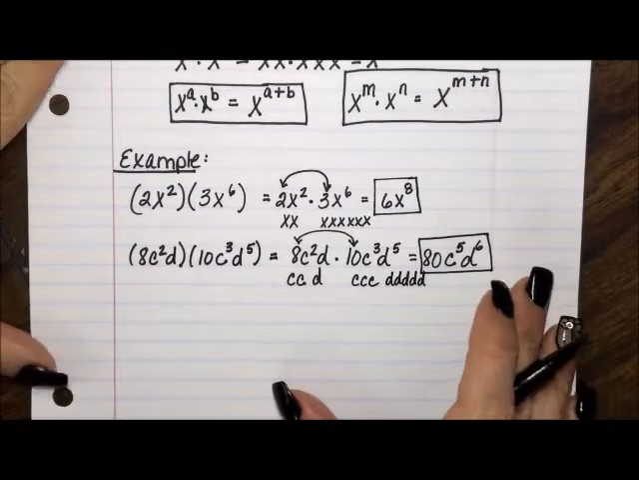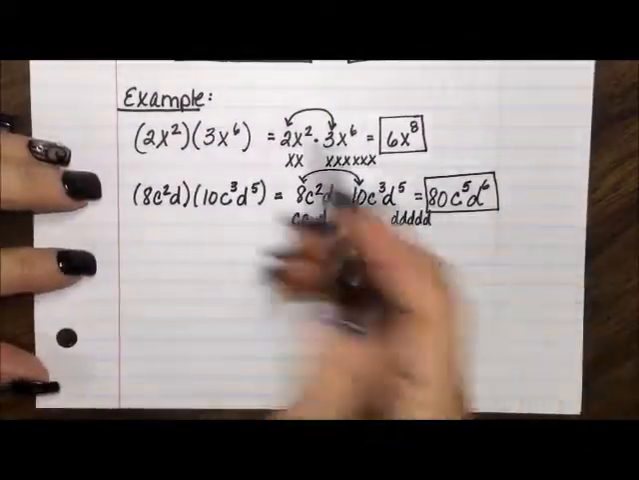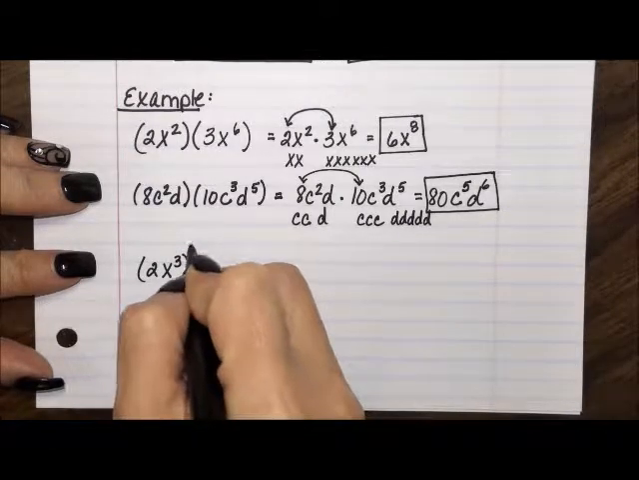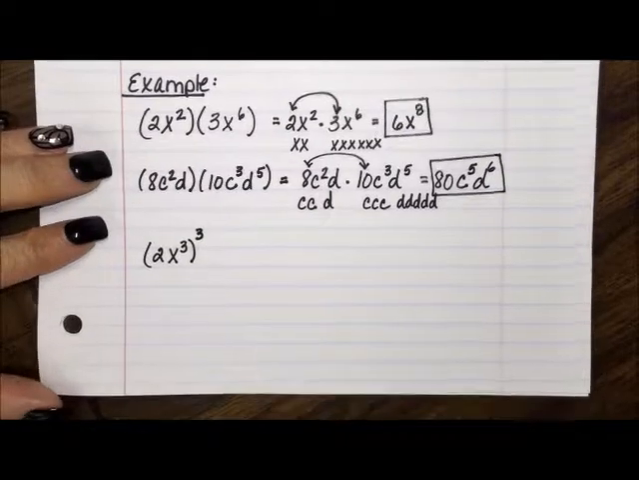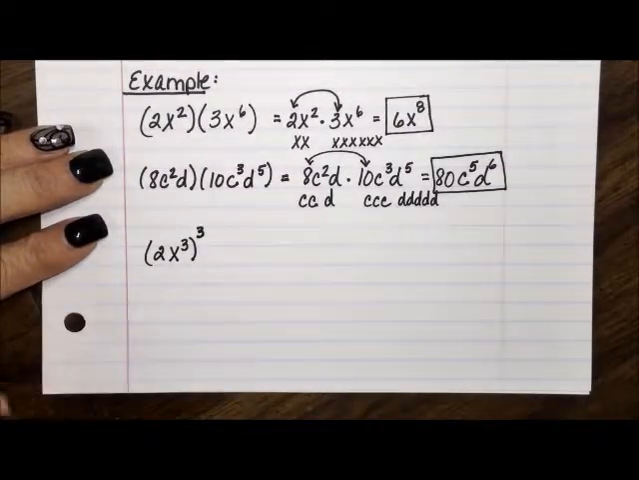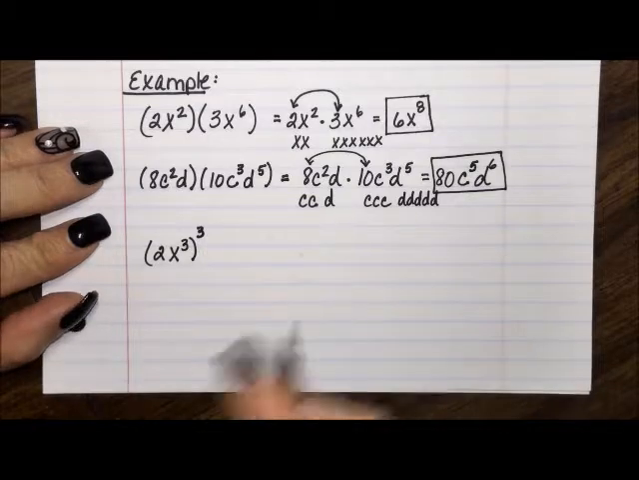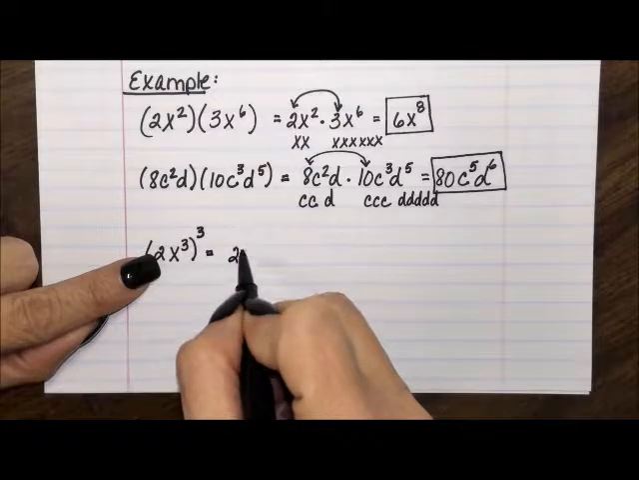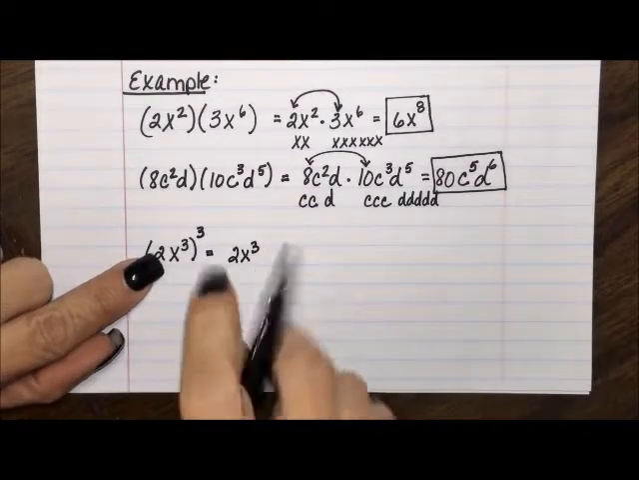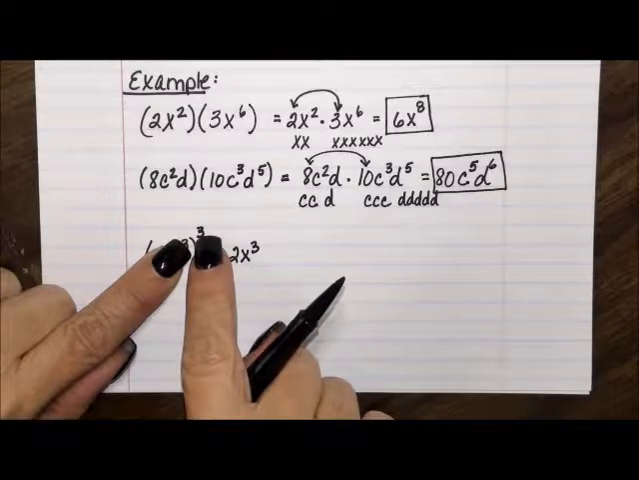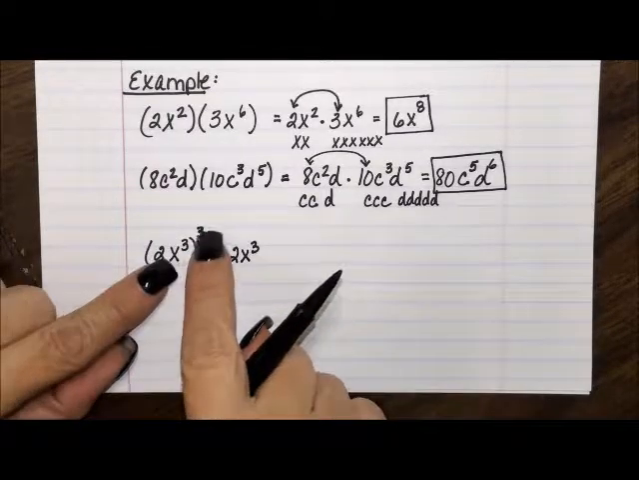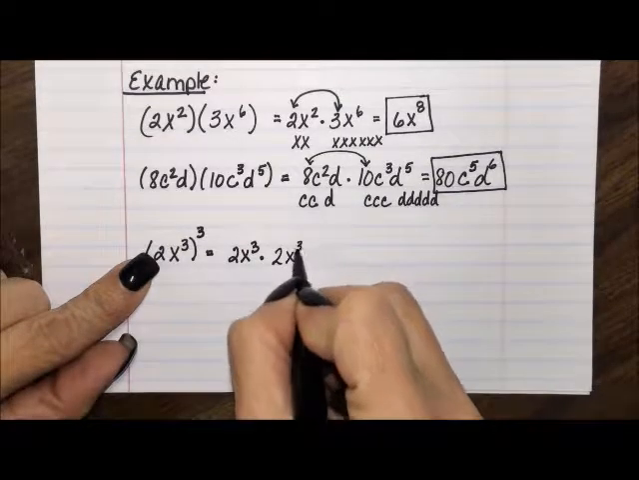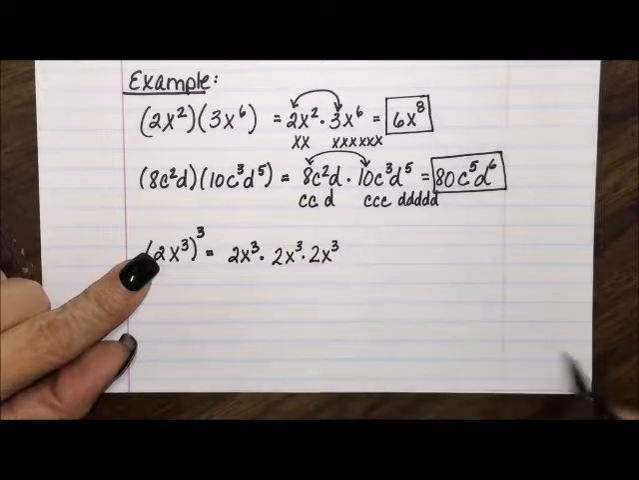Okay, so I want to do one more on here. Just going to give you kind of a fun one. Let's do 2x cubed, all cubed. What? Okay, I'm still just multiplying. Remember, exponents are just a shortcut way of writing things. So do you know what they did here? They took 2x cubed and they wrote it how many times? 3 times. So this says take this and multiply it 3 times. 2x cubed times 2x cubed times 2x cubed.